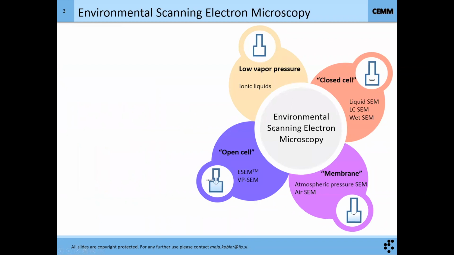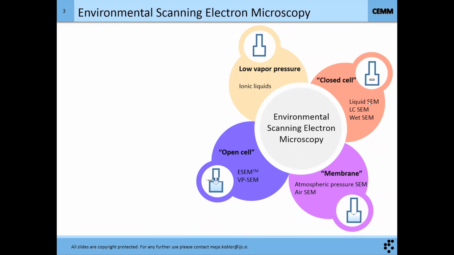Environmental scanning electron microscopy is divided into four groups. We have the ESEM, which is an open cell with differential pumping. And we have the low vapor pressure liquids that can be observed in the normal SEM or TEM by using ionic liquids. If we have a closed cell, this is popular in the TEM, but it's also possible in the SEM.